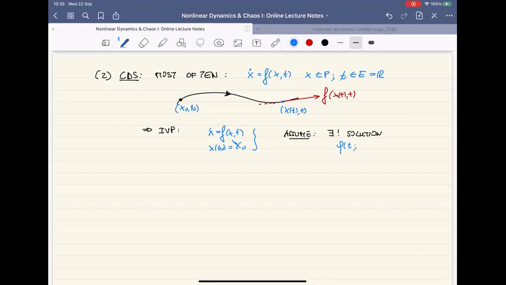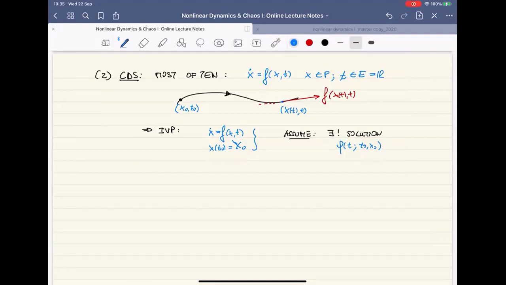So the solution is of this general form, phi, and it depends on the current time, it depends on the starting time, and it depends on the starting point. So these two bits of data from here, okay? I need to assume at this point that it exists, and it's non-trivial that it does.